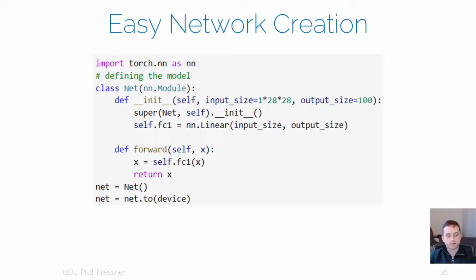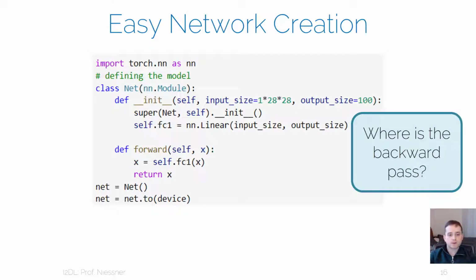And this is how you call the net. And you do net.toDevice to put it on your GPU if you're using a GPU. One thing you might ask yourselves is, where is the backward pass? So that's the nice thing about Pytorch. You don't have to write the backwards function here. When we were implementing it ourselves, we of course needed to do that.